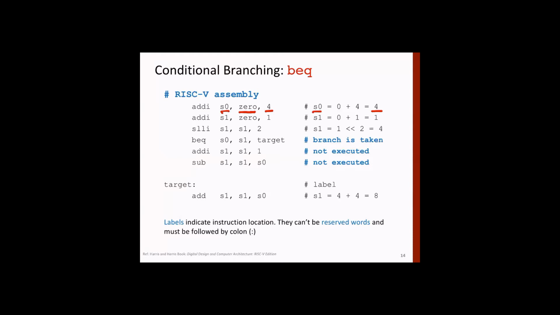Similarly, you do addi S1, 0, 1. So we are initializing S1 with value 1. So S1 is 1. Okay, then you say SLLI S1, S1, 2. It means shift left logical the contents of S1 by 2 positions. What is the content of S1 now? The content of S1 is 1. So when you shift 1 by 2 positions, it becomes 4. This is as simple as that, right?